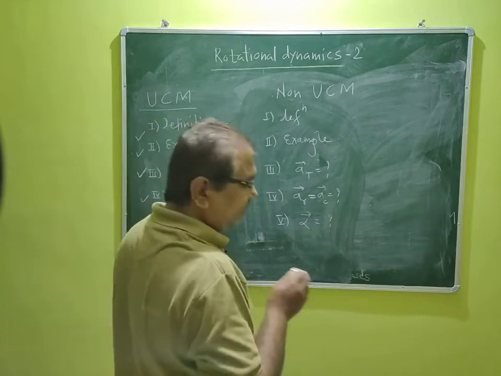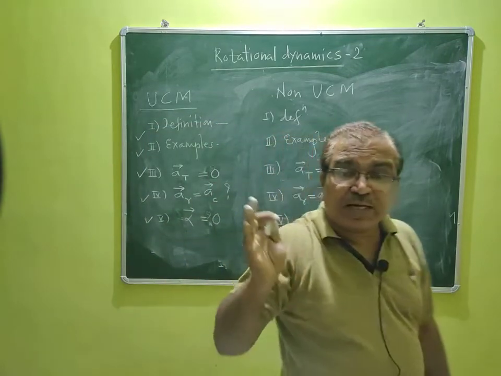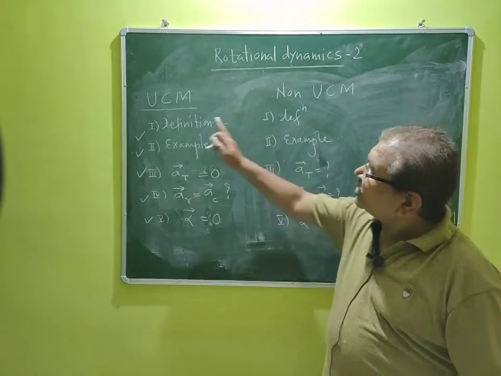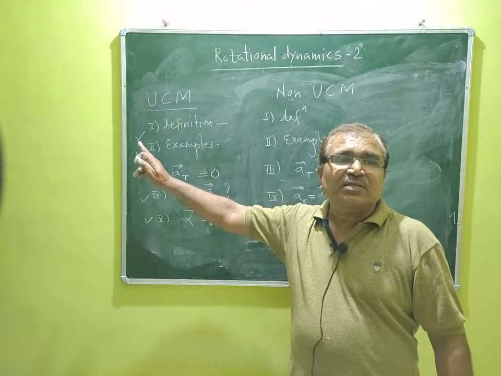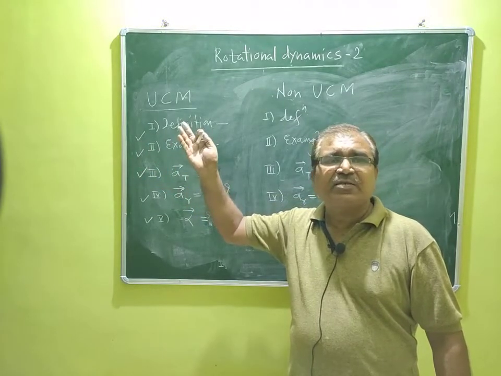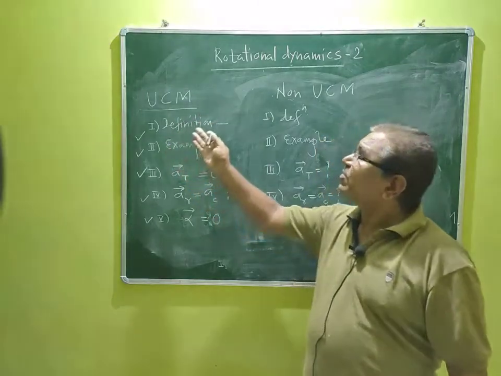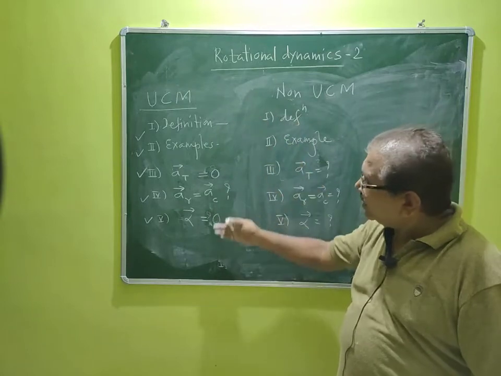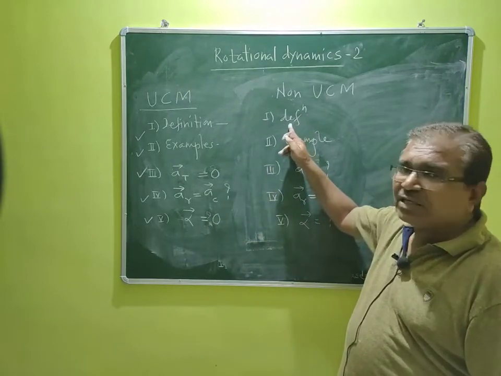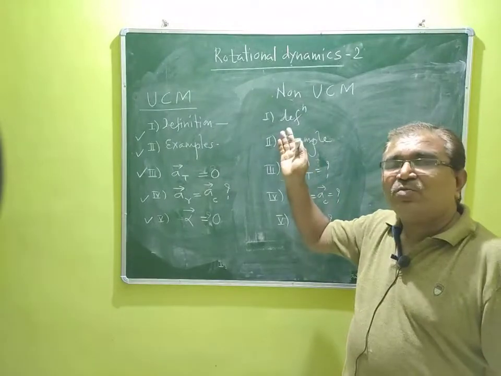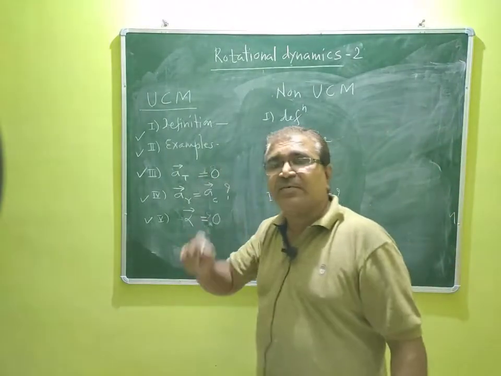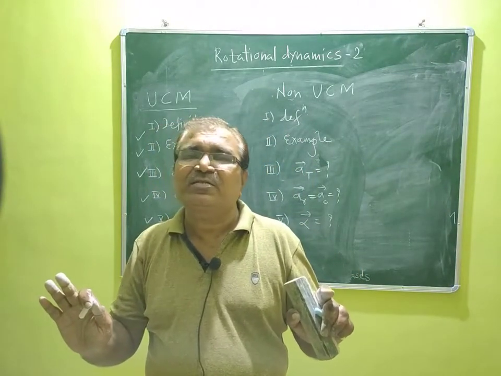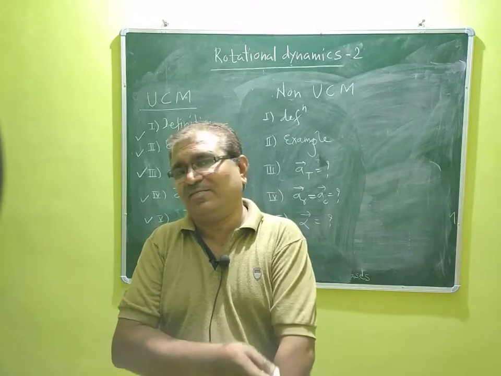Okay, then we will see one by one by comparing these points together with uniform circular motion. Then we can easily distinguish uniform circular motion and non-uniform circular motion by making use of these 5 points. So what is the definition? In non-uniform, the title itself suggests the definition. The motion is not uniform. Angular speed is not a constant.